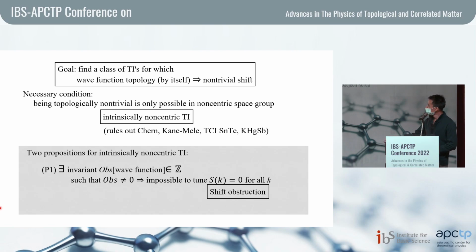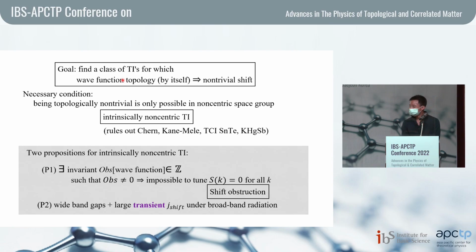And you see that this formal statement is just a formalization of this more heuristic statement here. Okay, the same statement but more elaborate. The second proposition is that there exist wide bandgap TIs with a large transient shift current under broadband radiation. I'm going to spend the next few slides dissecting the sentence.